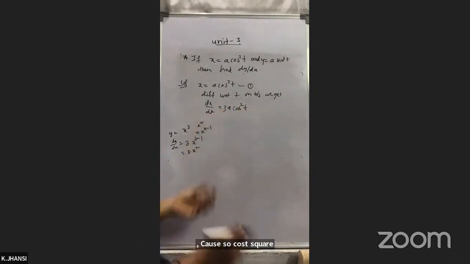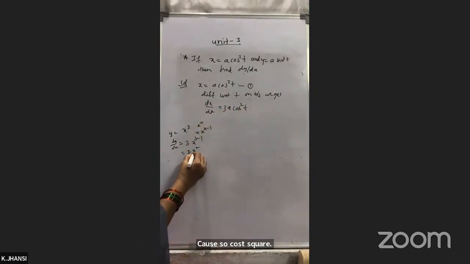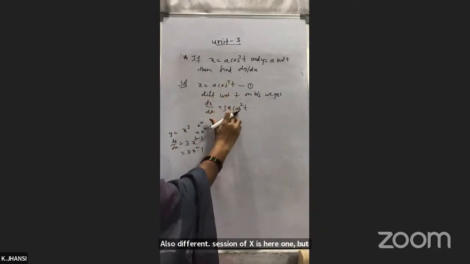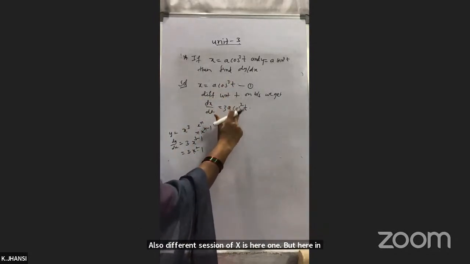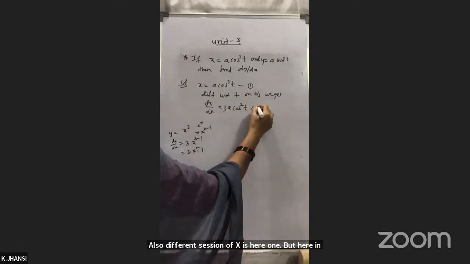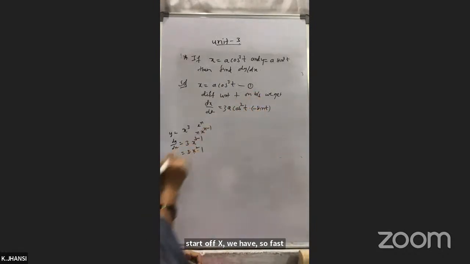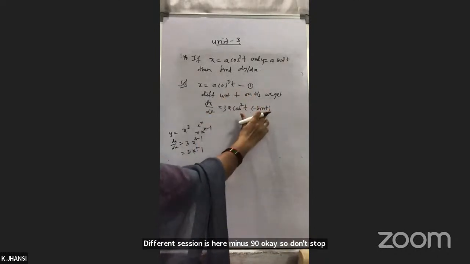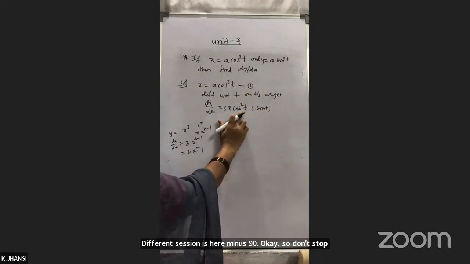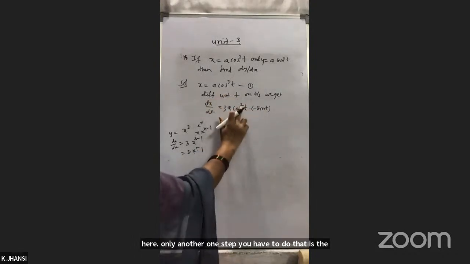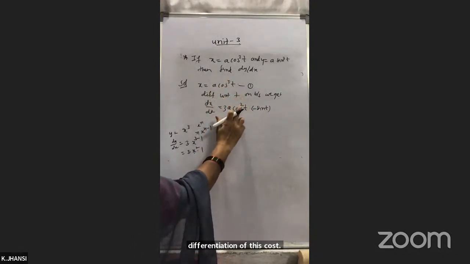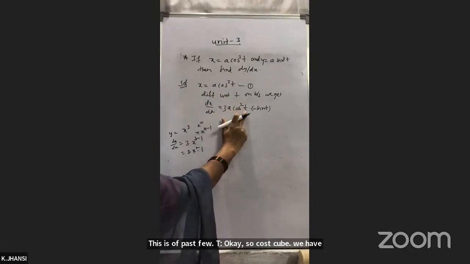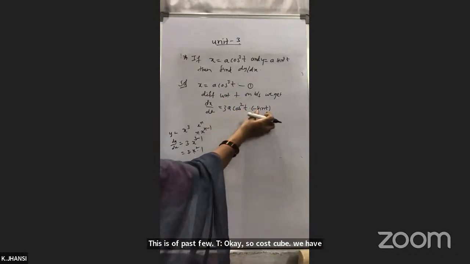Now here actually we do the differentiation of x also. Differentiation of x is 1. But here instead of x we have cos. So cos differentiation is minus sin t. Okay. So don't stop here only. Another step you have to do, that is the differentiation of this cos. This is of cos cube t. So cos cube we have converted into 3 cos square t, and again this differentiation is this one.